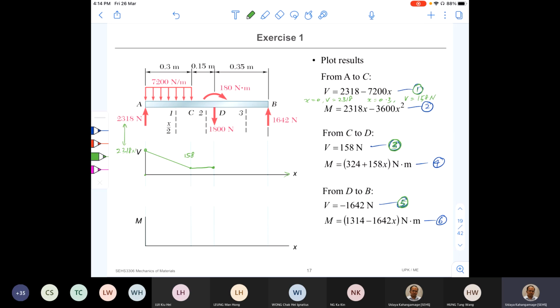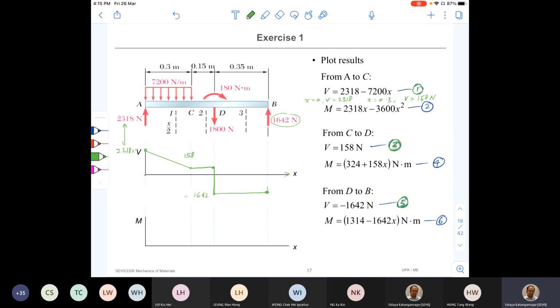Just after D up to B, right? So that means the shear force suddenly jumps to negative 1642 just after D, like this. So you can see the discontinuity; the function suddenly becomes discontinuous. And after that, it remains the same up to point B, negative 1642 Newton. So you compare it with this value. Again, you can see that the shear force at that point is equal to the reaction force at point B.